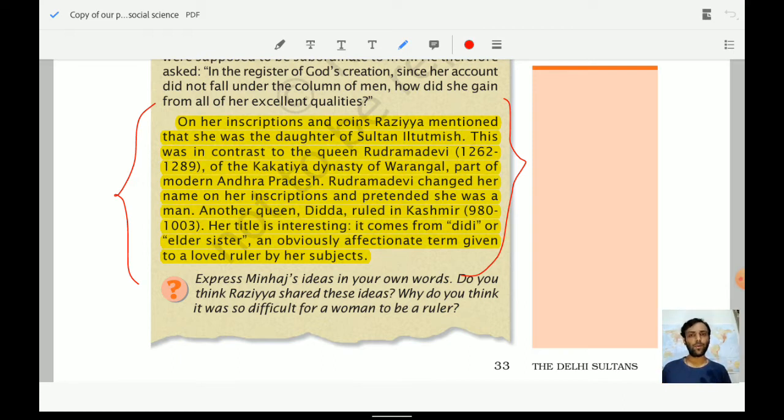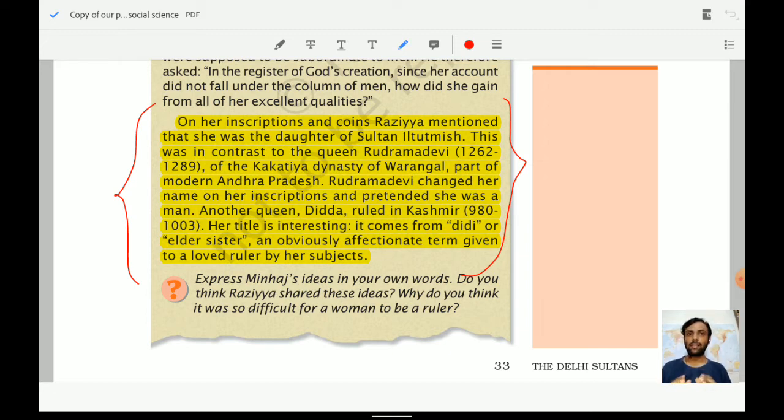But in contrast to that, Rudrama Devi ruled from 1262 to 1289, and she belonged to the Kakatiya dynasty of Warangal, which is a part of modern Andhra. Rudrama Devi changed her name on her inscription and pretended she was a man. So understand what type of mindset developed. If a lady will rule, then the people would not accept.